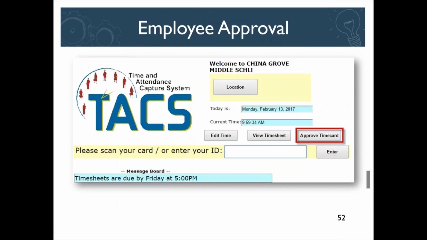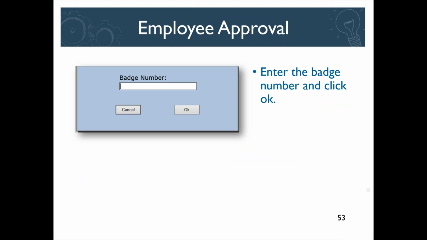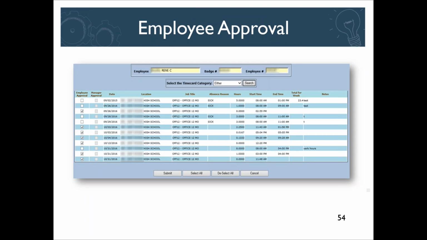So how does the employee approve their time cards? They go to the time clock and they click on approve time card. Once they do that, it'll ask for their badge number, and they click OK. And this is what it looks like in their approval screen.